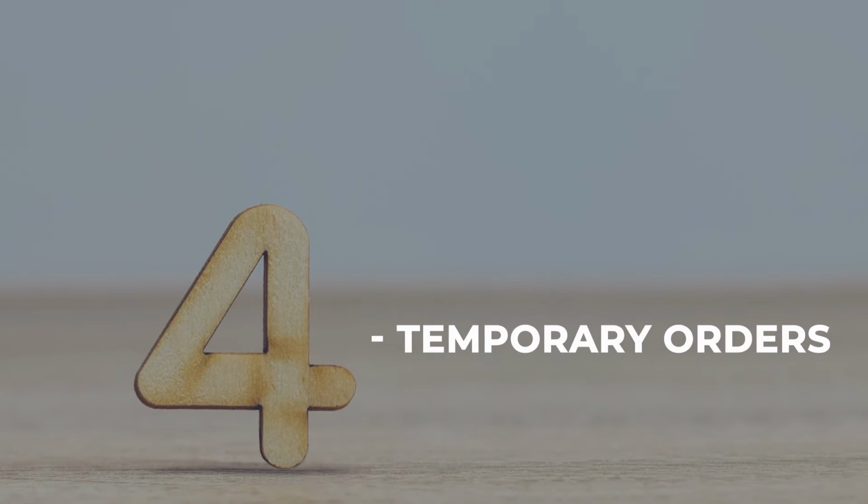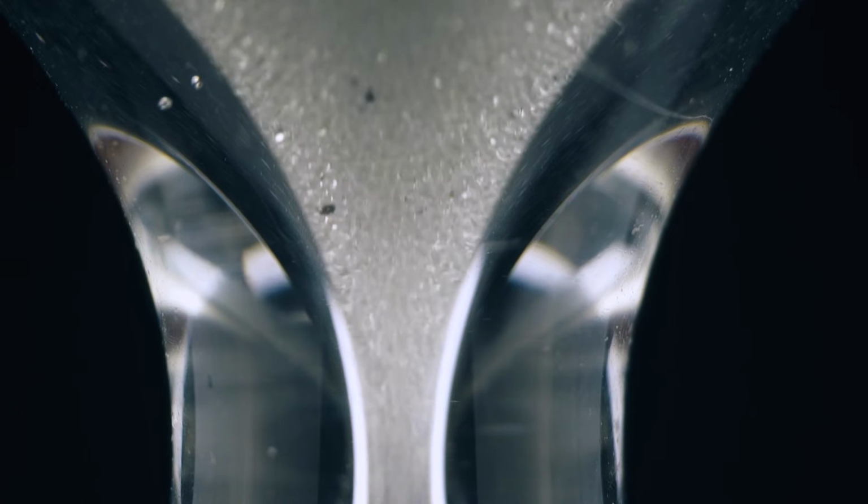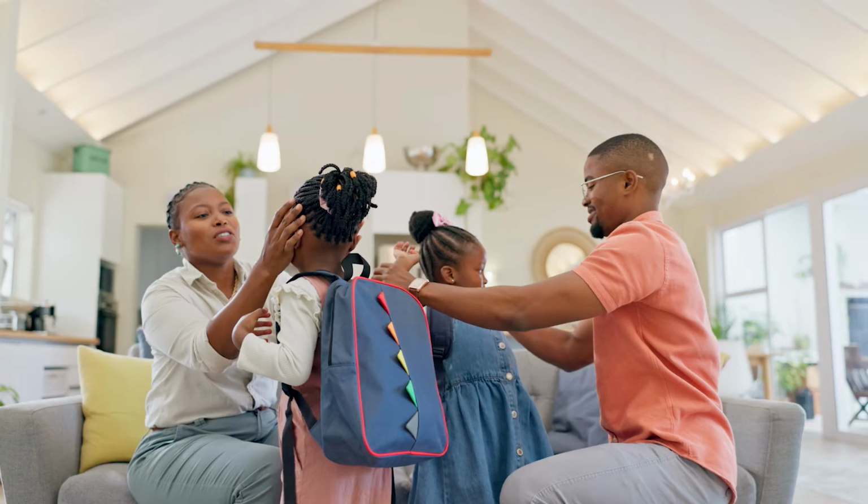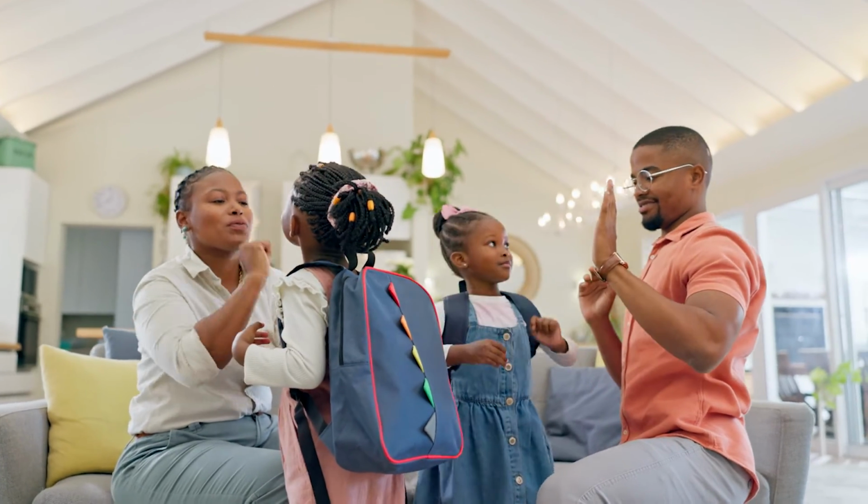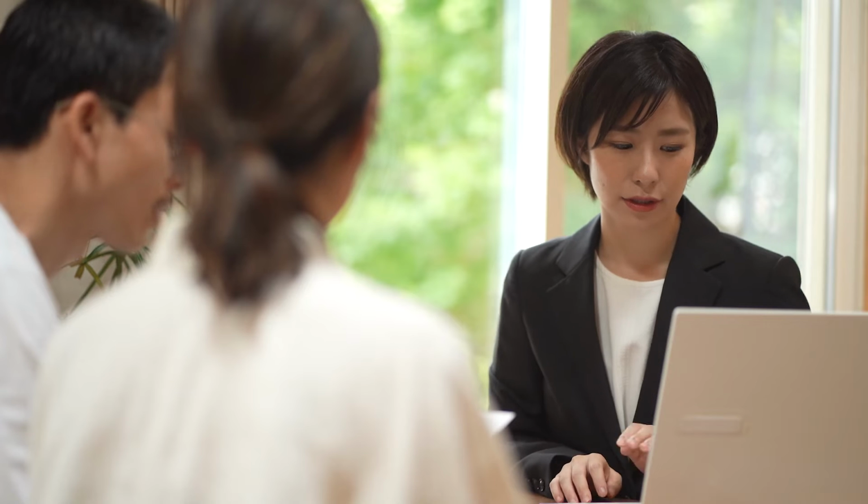Step 4, temporary orders. In many cases, parties may request temporary orders to address immediate issues like child custody, support, and temporary possession of property while the divorce is pending. These orders help maintain stability during the divorce process.